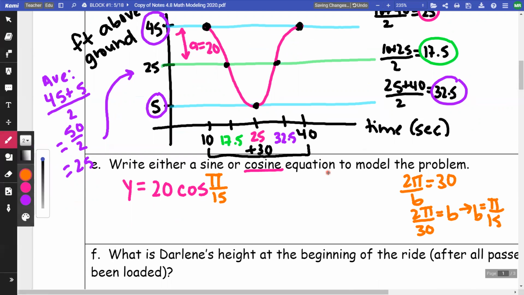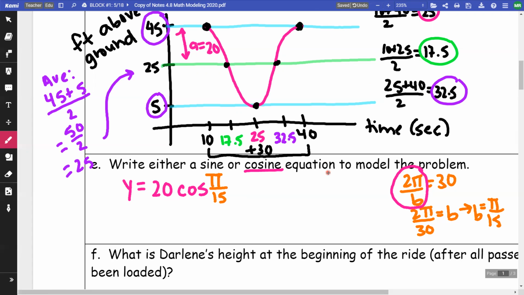And just a quick note, if your x-axis is not scaled by pi's, you have a pi in your b. That's always going to be what happens, because when I take 2 pi divided by something and I don't have any pi's anymore, I had to have a pi on the bottom to cancel.